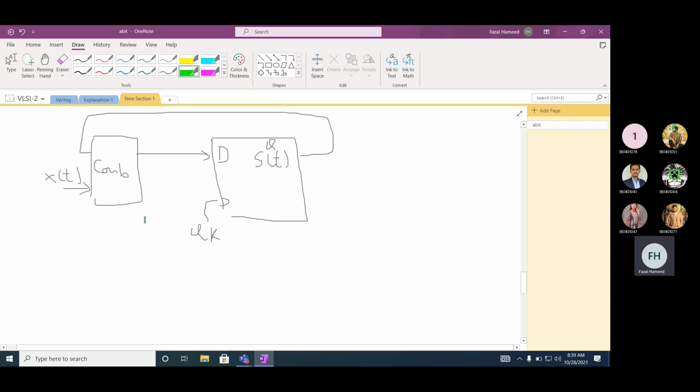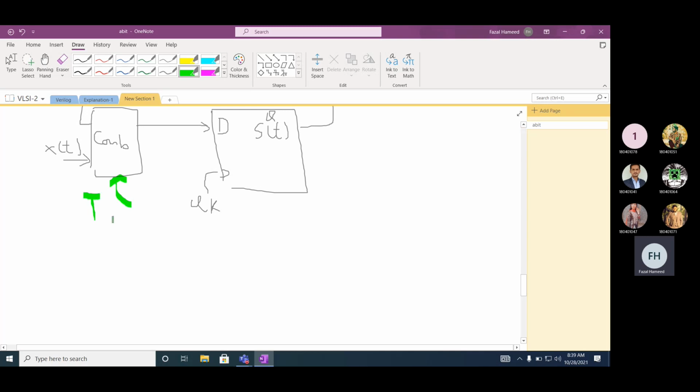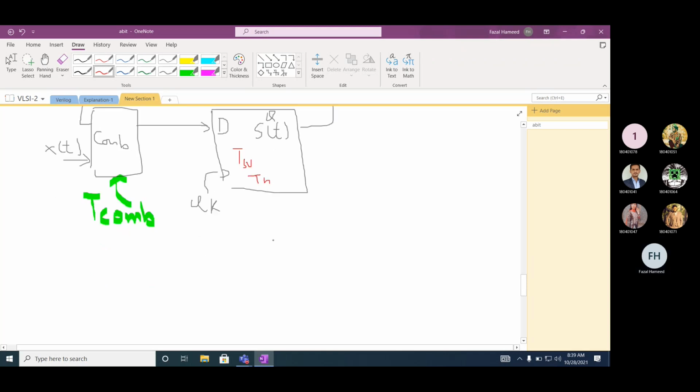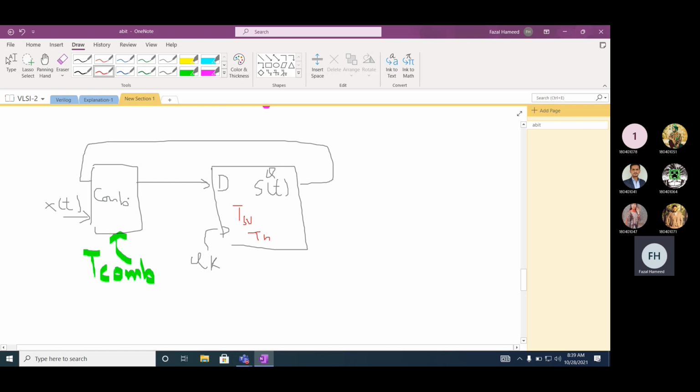Now this combinational circuit may also have some delay. I call this delay T combinational. And this flip-flop has some internal delay. What is the name of that delay? Setup time and then hold time. This combinational circuit will have some delay depending upon the number of gates. An adder will have a different delay, a multiplexer will have a different delay, and if you use an inverter, it will also have some delay.